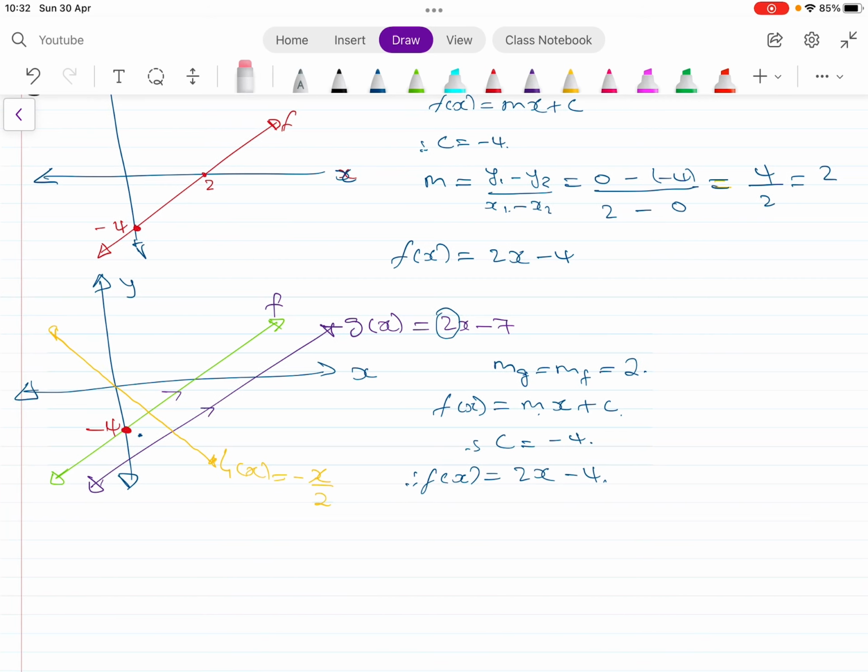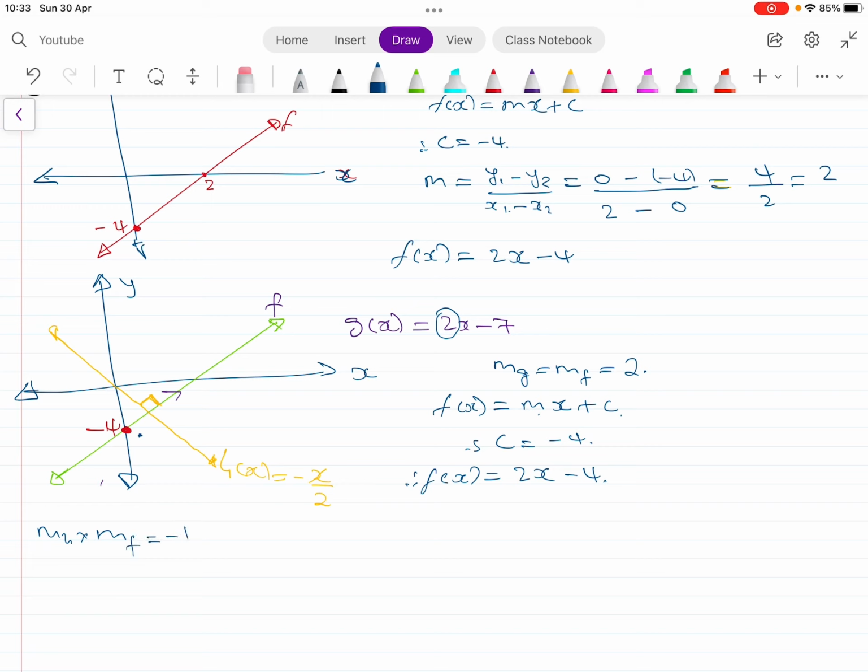And the scenario is like this. You just have h of x, you also have f, and you are required to find the equation of f, and at the same time you have been told that h is perpendicular to f. So what do you do in that scenario? In this scenario, you are going to use the perpendicular theorem, which says that when you have two lines which are perpendicular to each other, the product of their gradients is equal to -1. That means the gradient of h multiplied by the gradient of f is equal to -1.